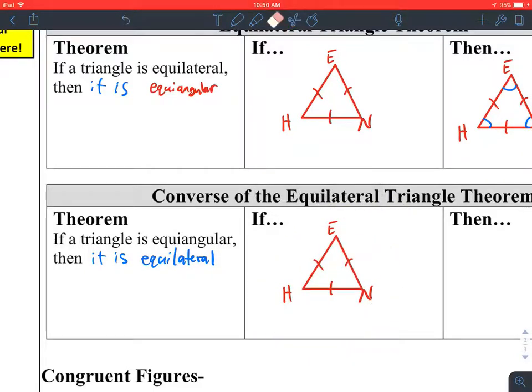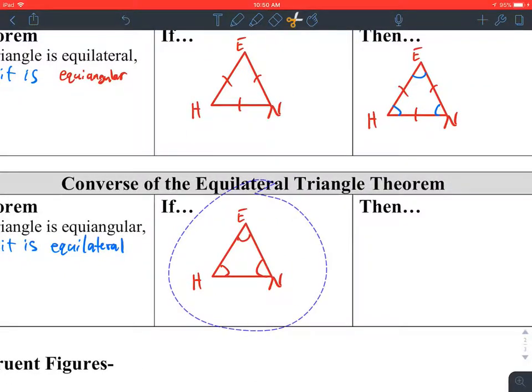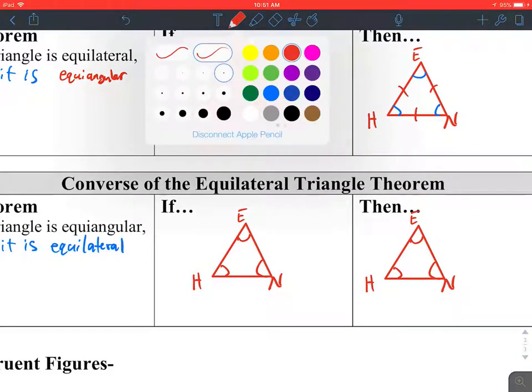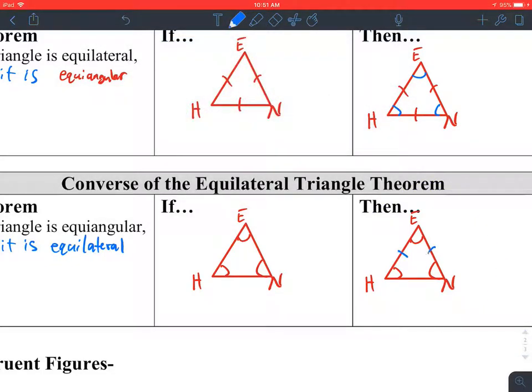So let's say that we have a triangle and we know that it's equiangular, like so. The conclusion that we can make from that, according to the converse to the equilateral triangle theorem, is that the sides all have to be the same length. It's equilateral.